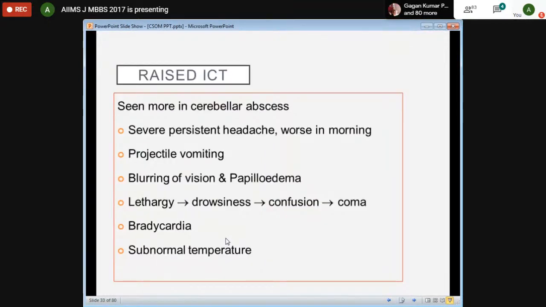So what happens when there is raised intracranial tension? There will be severe persistent headache, which is worse in the morning. Projectile vomiting. That vomiting is specifically projectile. Blurring of vision and papilledema because of increased intracranial tension. Then there will be lethargy, drowsiness, confusion, coma, bradycardia. These are the signs of increased intracranial tension. Cushing's, or Hutchinson's sign, that is a decrease in pulse rate as well as a decrease in temperature. That is typical of increased intracranial tension: bradycardia and subnormal temperature.